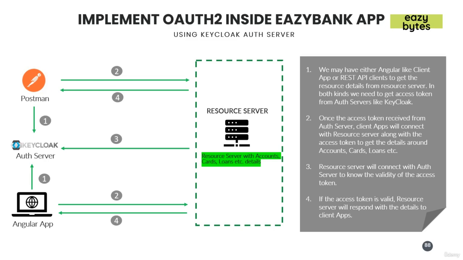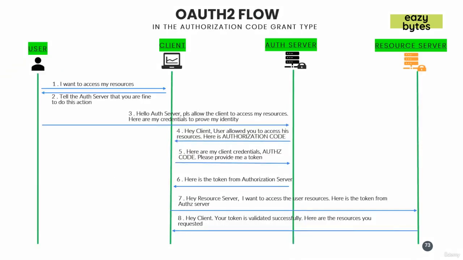So let's revise what the authorization code grant type flow is inside the OAuth2 framework. Like you can see here, first as a user, I can use a client application. So I can tell my client application I want to display my loans details or cards details which are hosted on the resource server. Then my client application will redirect me to the authorization server login page where I can enter my username and password along with the client ID.